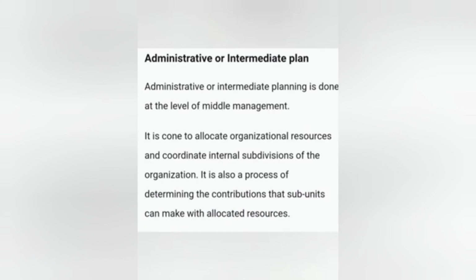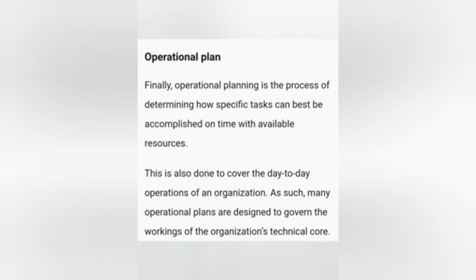Second, we have the administrative plan. Administrative is about the middle level of management. How to manage the organization comes under the middle level of plan. That is why it is called administrative or intermediate plan. The last hierarchical plan is the operational plan. It is the lower level. It is all about doing the task and trying to accomplish it on time with the available resources, and what all is to be covered day by day. So the day to day operation of an organization is considered the operational plan.